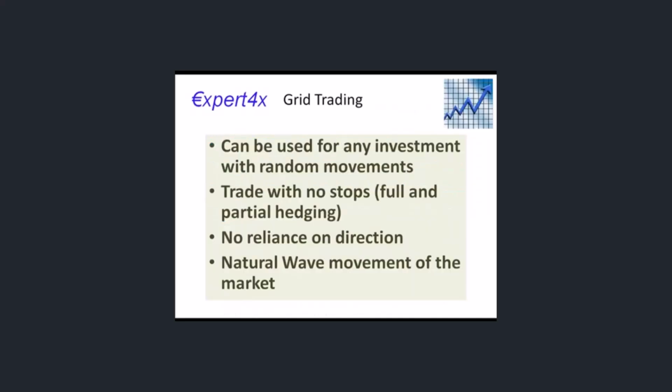Okay, so let's just have a quick overview of the grid system. It can be used for any investment that is random and range bound. So it can be used for indexes, for shares, for forex, for any investment that is random and range bound. We trade with no stops. As you've noticed, we don't put any stops in. That is because we are either fully hedged or partially hedged throughout the process. There's no reliance on direction, we don't care which direction the price is moving, and we make use of the natural wave movements of the market.